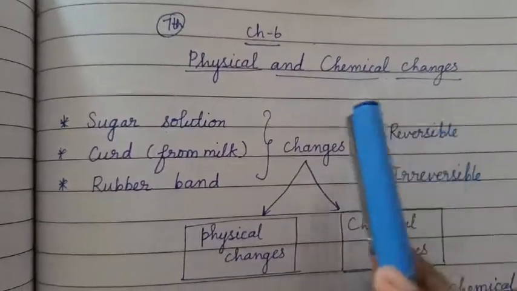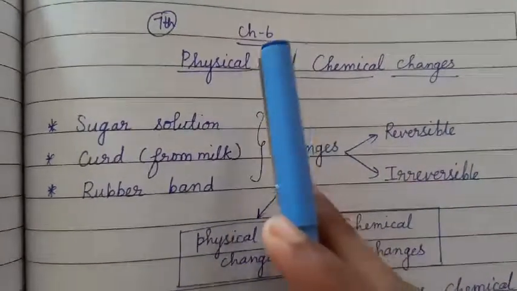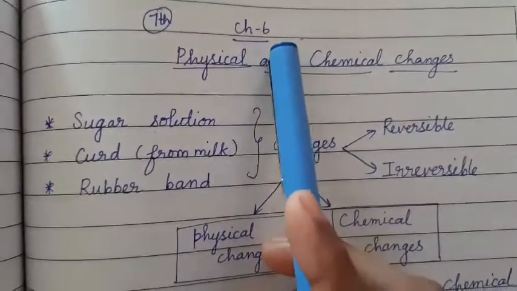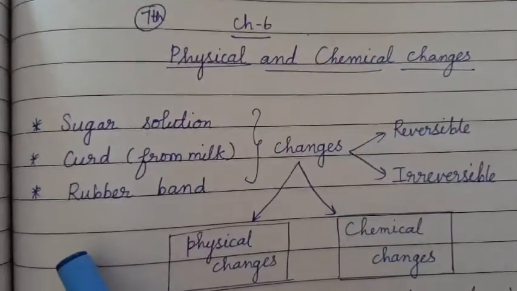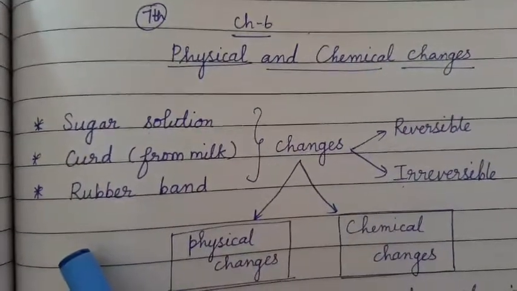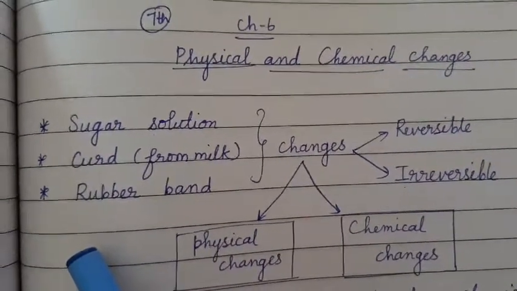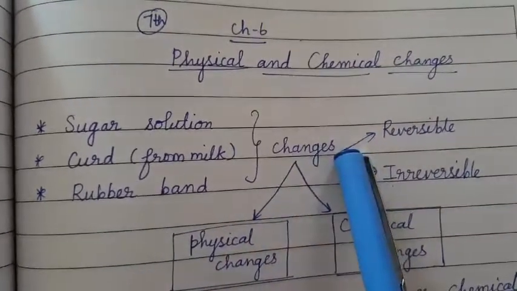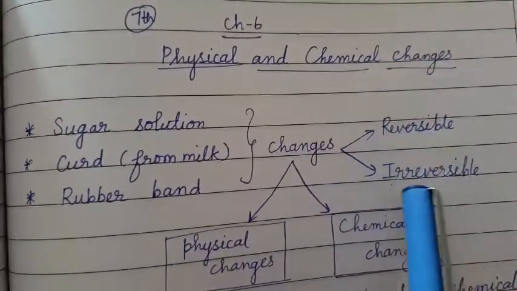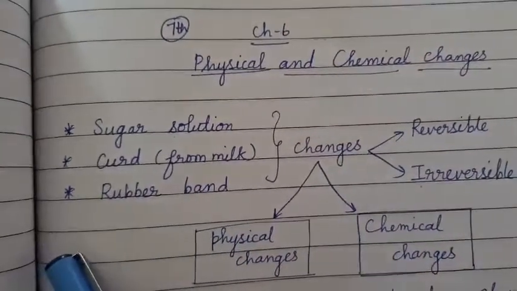Good morning, children. Today we are moving to a new chapter in chemistry, chapter number 6, Physical and Chemical Changes. Last year itself, that is in 6th standard, you learnt a chapter called Changes Around Us. In that chapter, you saw the reversible and irreversible changes.